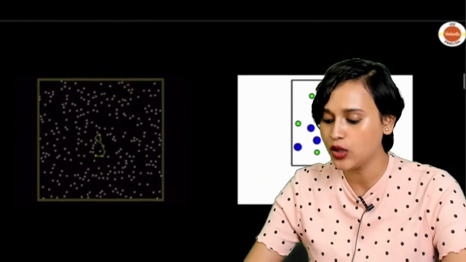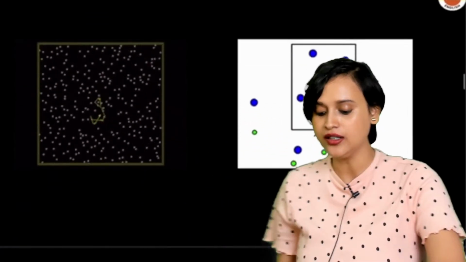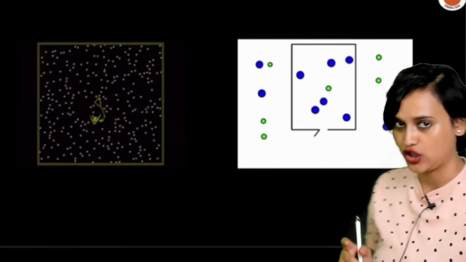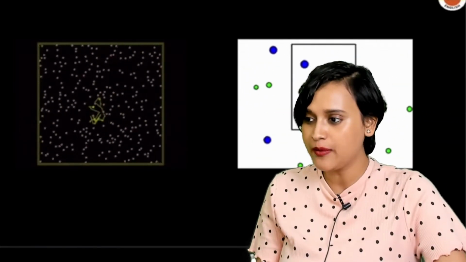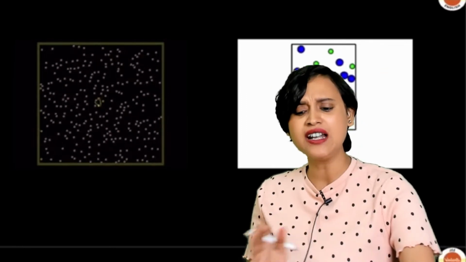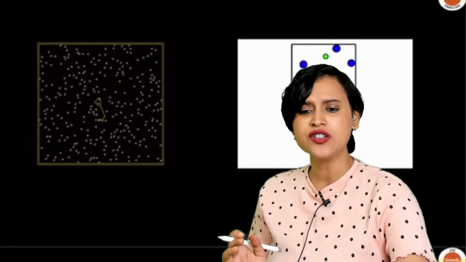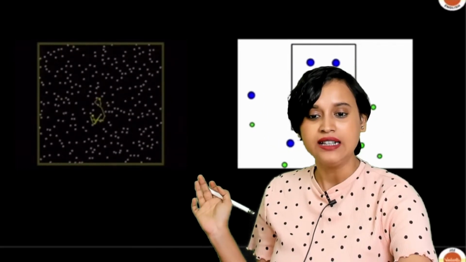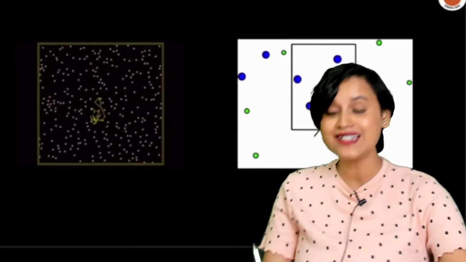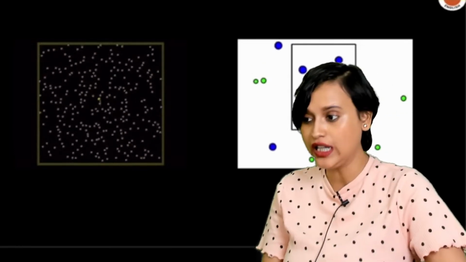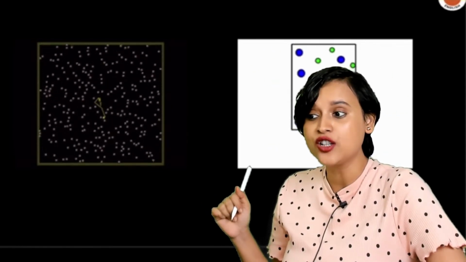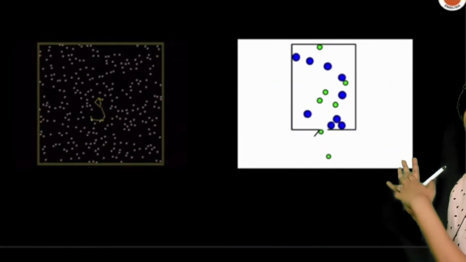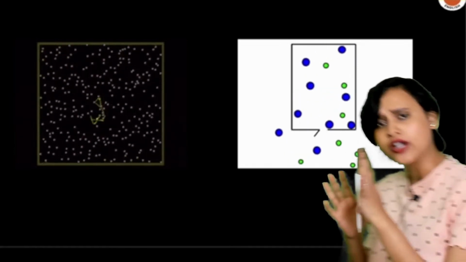Do you see what is happening here? The first image that you see, do you see this random movement here, everybody? This random movement is called diffusion. So diffusion is very similar to effusion.